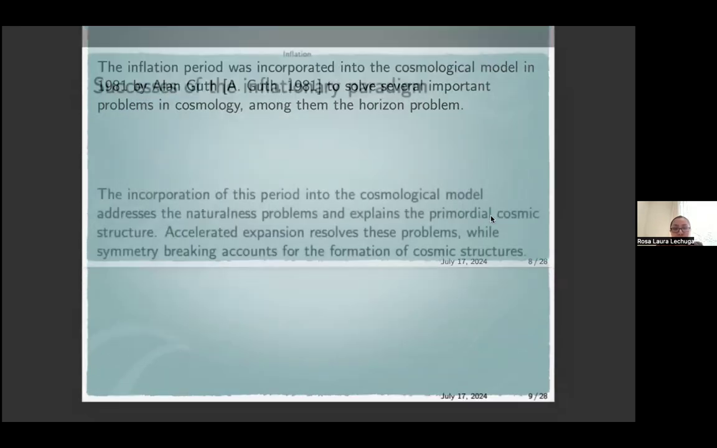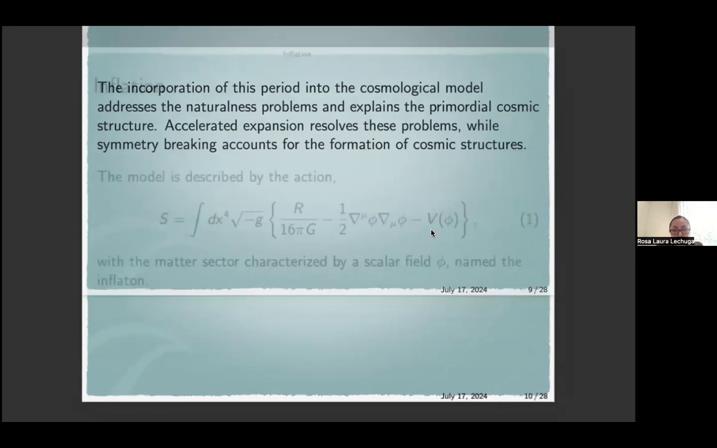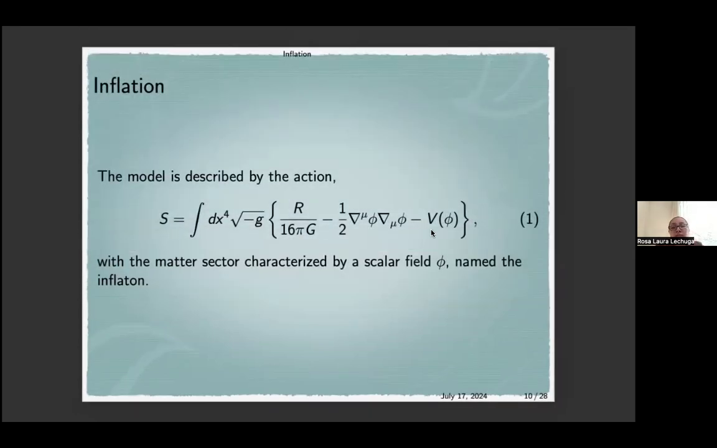But let me tell you in terms of math how we write this effect in the early universe. The model is described by this action, that is the Einstein-Hilbert action with a new term. In this case, it is a scalar field which characterizes the matter sector. The name of this scalar field is inflaton, and this field has the responsibility to inflate the universe using this potential. As I mentioned yesterday, this potential could have many forms.